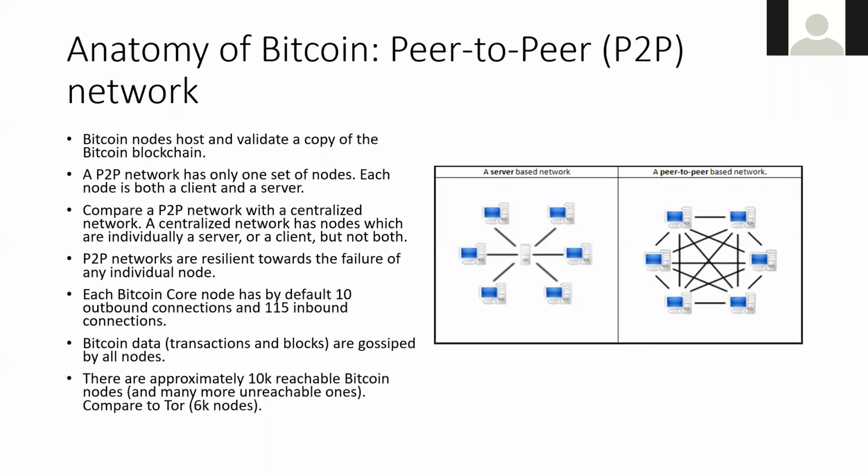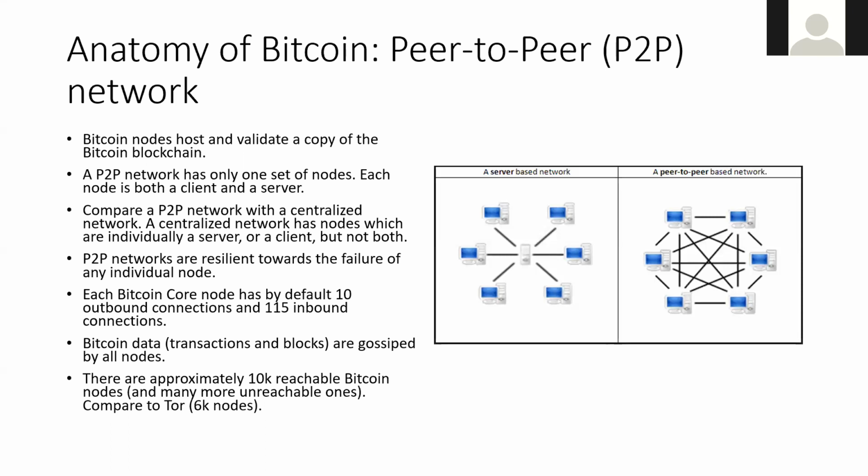But the health of this network really does depend on a robust set of full nodes. Currently, Bitcoin has about 10,000 reachable full nodes. There are probably many more unreachable ones though. And you can compare this to Tor. Previous to Bitcoin, Tor was the leader in distributed network node count, and Tor has about 6,000 nodes.